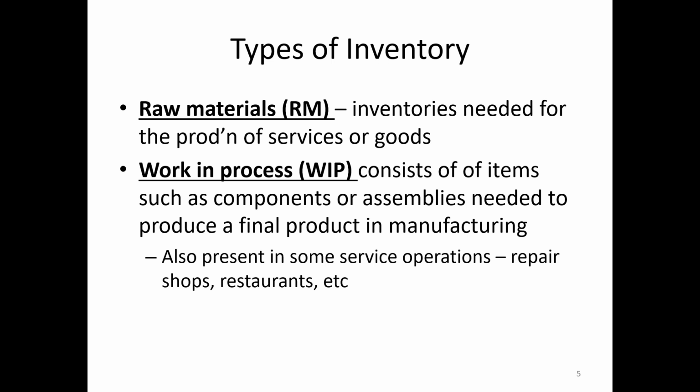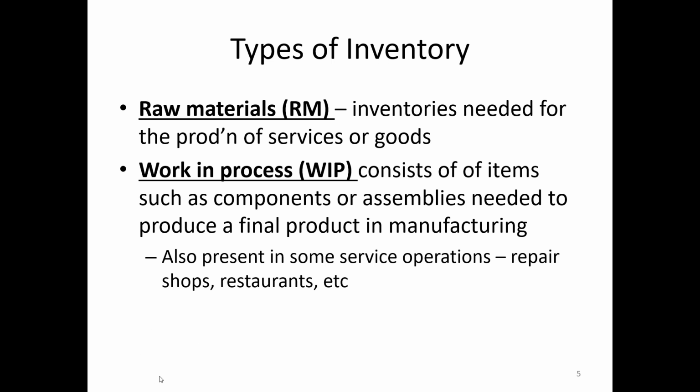Work in progress is partly built pieces of items that we have as they go from machine to machine or from station to station. They're in various levels of completion, not quite finished, but they're getting there. We're starting to put the raw materials together, we just haven't fully formed the final product yet.